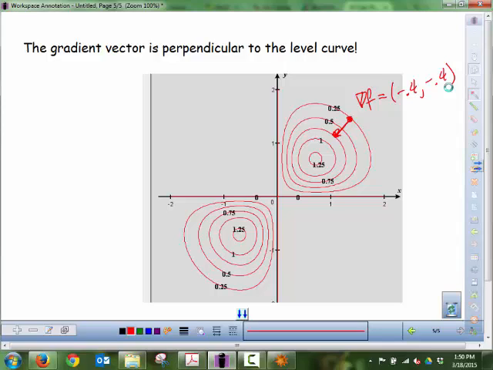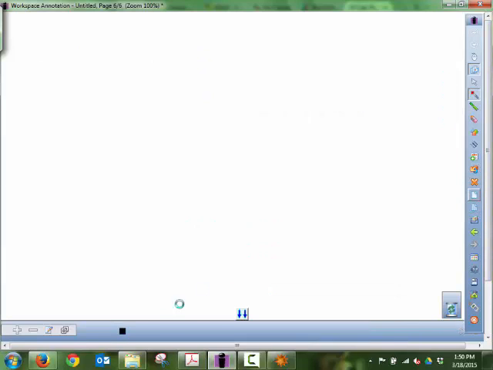Okay? So a gradient is perpendicular to a level curve. That's an important fact. Let's take a look at the gradient again. This time let's take a look at the directional derivative. And let me draw another.